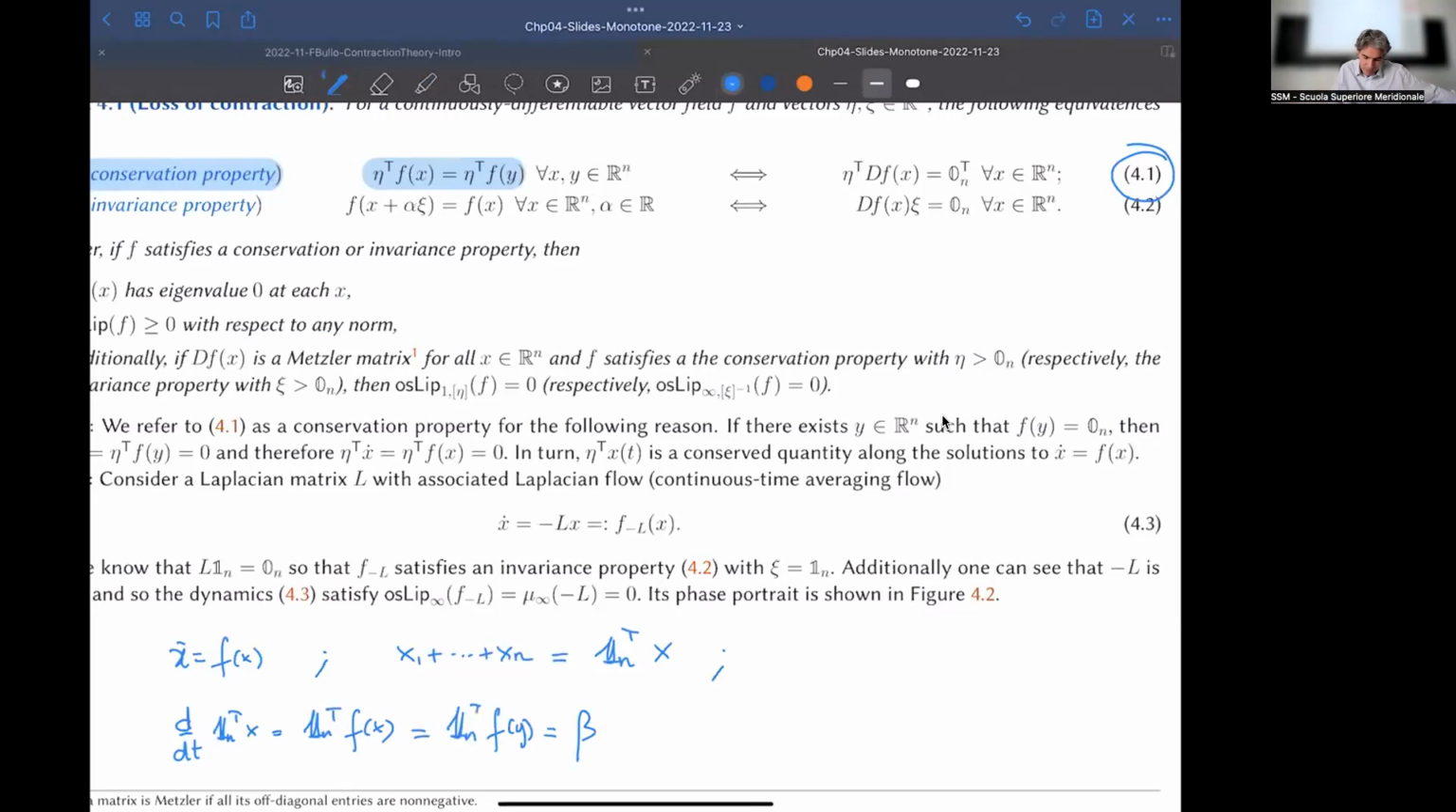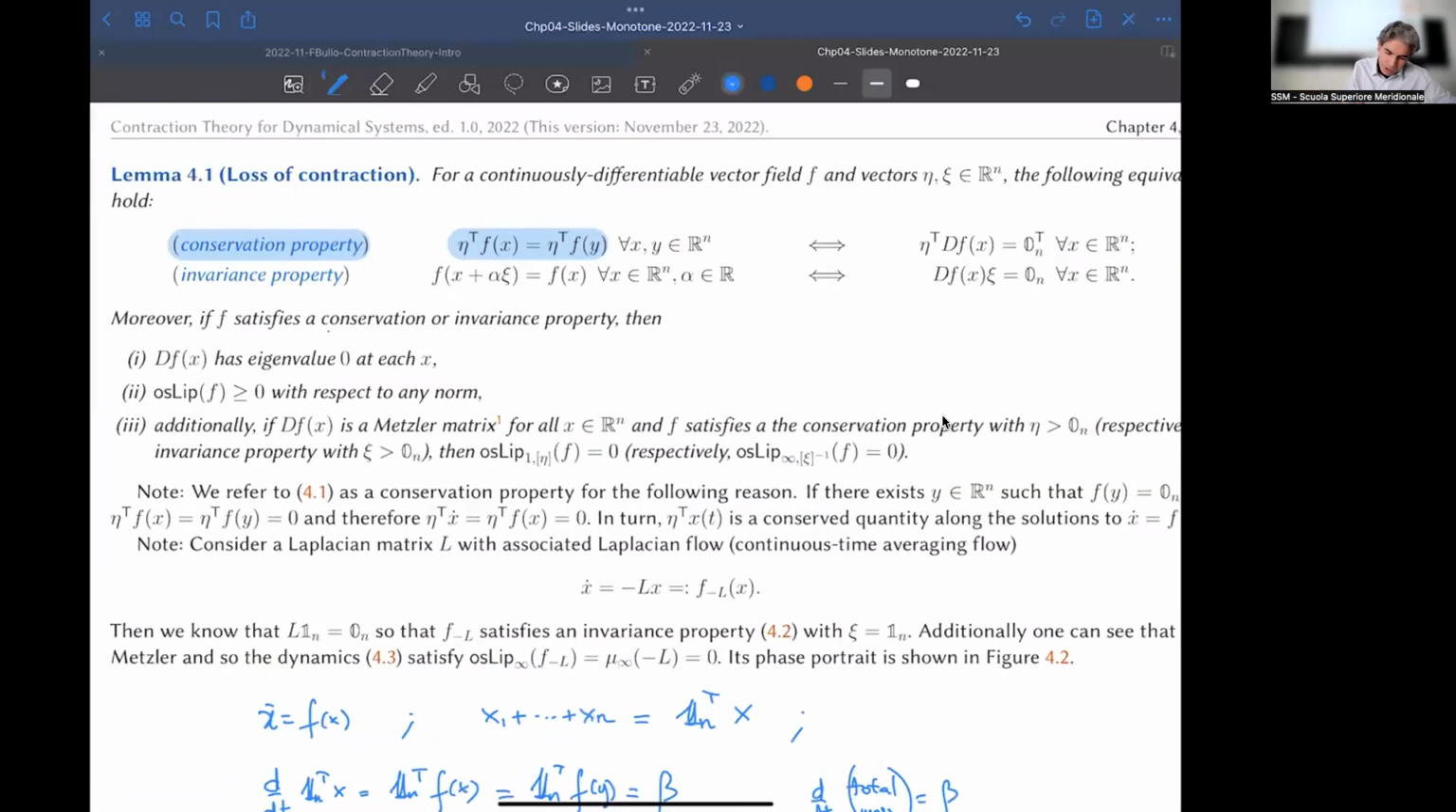So now what does this mean? This means that the time derivative of the total mass is equal to beta. So beta could be 0, the mass is conserved. Beta could be equal to +1, the mass goes to plus infinity. Beta could be equal to -1. Then if it's -1, I am withdrawing mass. For example, it's an electrical charge, so then the electric charge becomes negative and it goes to -infinity. But the point is that there can be no global convergence to an equilibrium point if you have such a property as conservation.